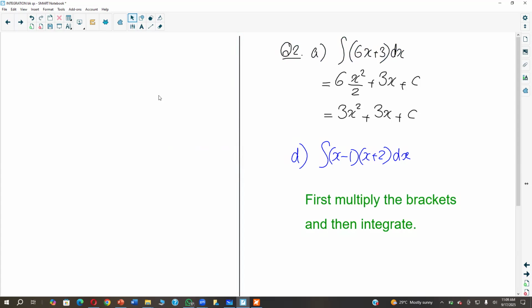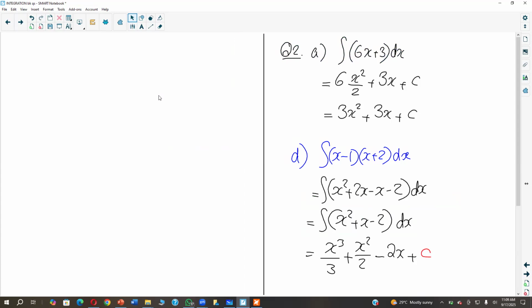Look at this. So when you open the bracket x minus 1 and x plus 2, you multiply them. Okay, you multiply the brackets. You get a function and then you integrate the function. Look at this working.